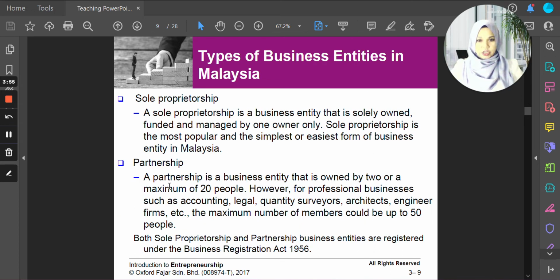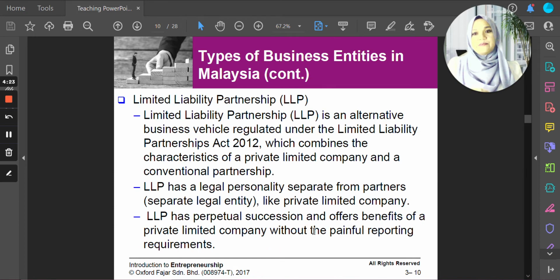Secondly is a partnership, which means you have partners. Partners are not necessarily just 2, but can be up to a maximum of 20 people. For some professional businesses like accounting or legal, you can have up to a maximum of 50 people. These two, sole proprietorship and partnership, need to be registered under the Business Registration Act 1956.